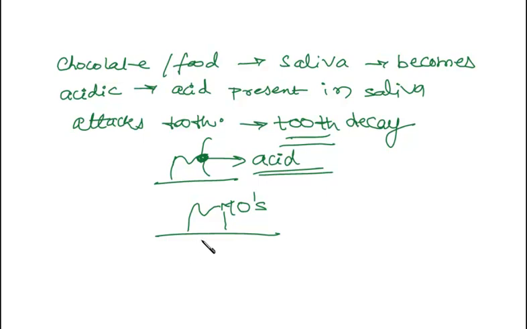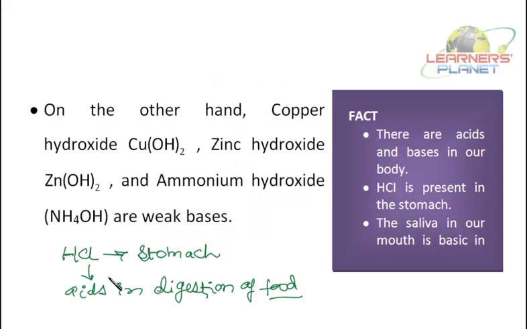Okay? So saliva is basic in nature. Fine. So acids and bases are present in our body. In the intestine also, there is a basic medium. Right? In the small intestine, bases are present. So these acids and bases are present in our body. Right? So this is all about bases, students.